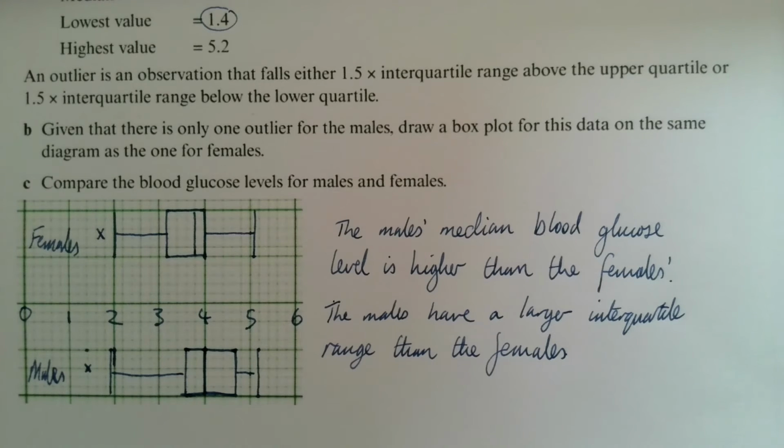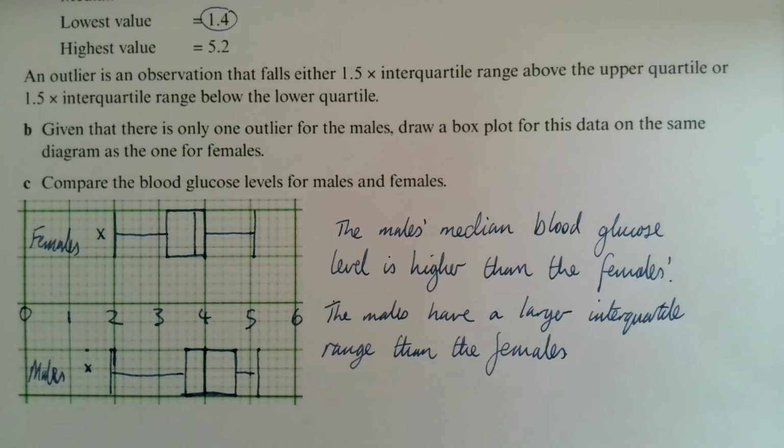And here we go. So it's just, yeah, the male's median blood glucose level is higher than the females. You could have said it the other way around. The females is lower, and the males have a larger interquartile range than the females. You don't have to say by how much, though there's no harm in doing that, and you don't have to interpret it unless they ask you to, in terms of anything more that you might think of to do with it.